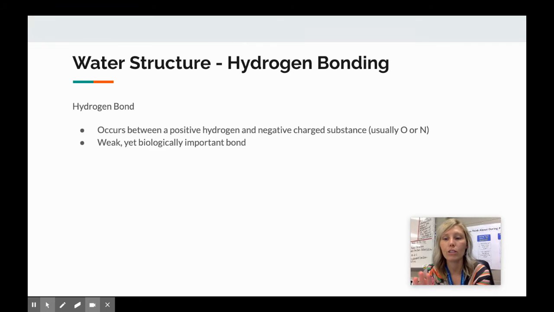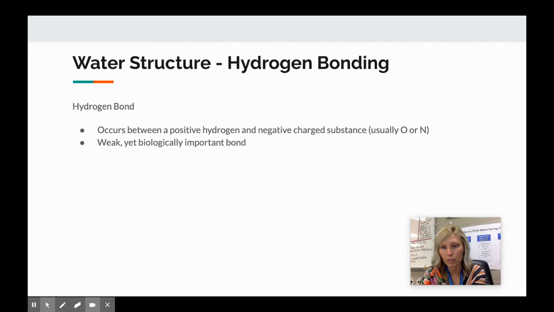Now, moving into a completely different type of bond, instead of talking about polar covalent bonds, I want to talk to you about hydrogen bonds. We're going to talk about what they are and what they're not. To start with, a hydrogen bond occurs between a positive hydrogen and a negatively charged substance.